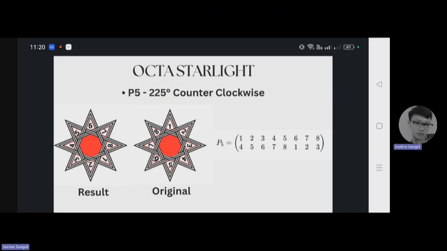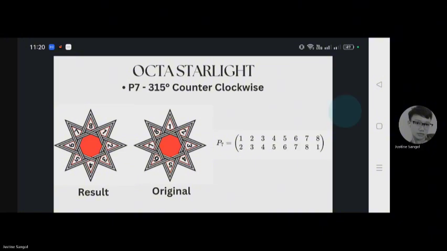And rho 5 is equal to 1 to 4, 2 to 5, 3 to 6, 4 to 7, 5 to 8, 6 to 1, 7 to 2, 8 to 3. And rho 6, which is rotate 270-degree counterclockwise, is equal to 1 to 3, 2 to 4, 3 to 5, 4 to 6, 5 to 7, 6 to 8, 7 to 1, 8 to 2. And for the last rotation, which is rotate 315-degree counterclockwise, rho 7 is equal to 1 to 2, 2 to 3, 3 to 4, 4 to 5, 5 to 6, 6 to 7, 7 to 8, and 8 to 1.